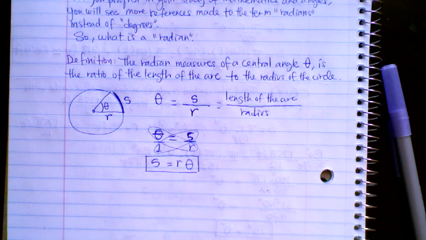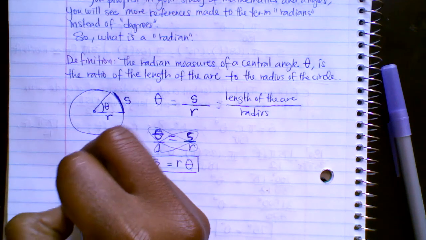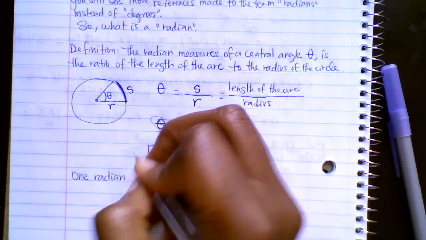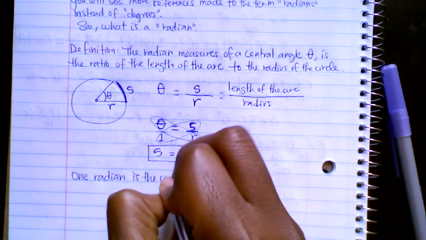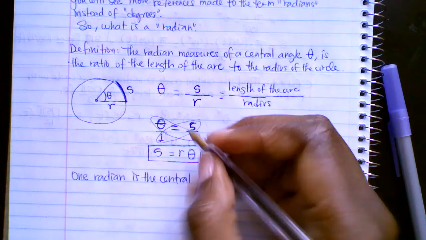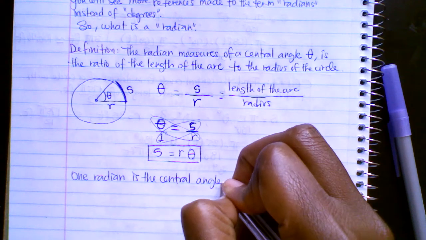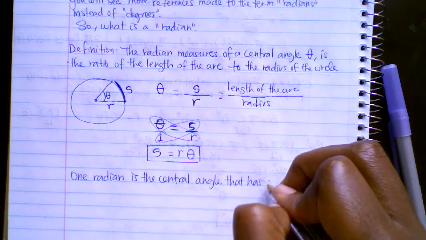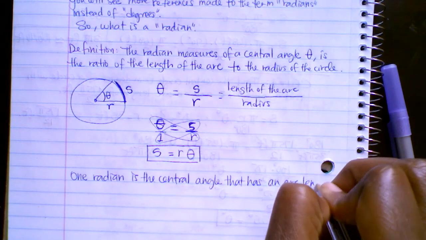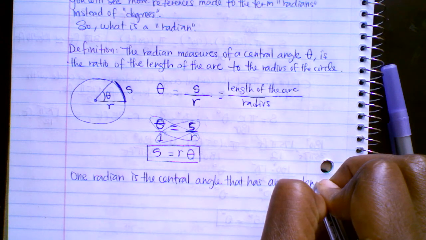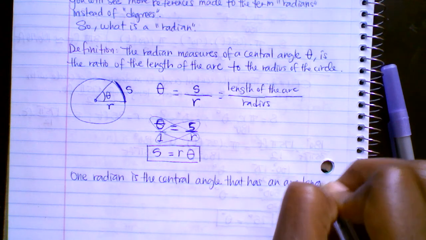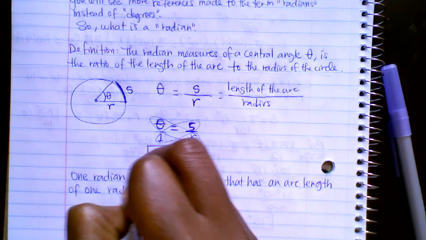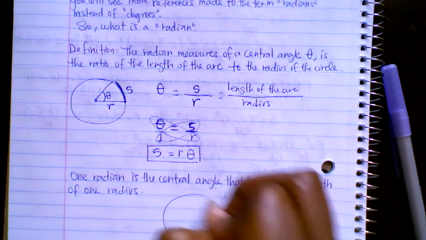Okay, so I wanted to introduce the term 1 radian. So 1 radian is the central angle that has an arc length of 1 radius. So let me just think a circle right here.